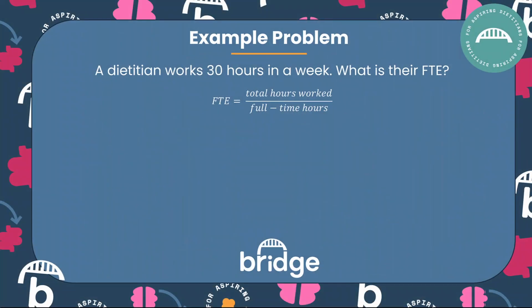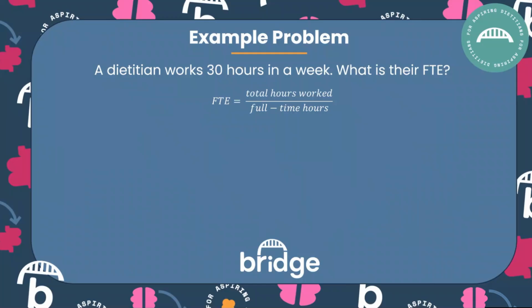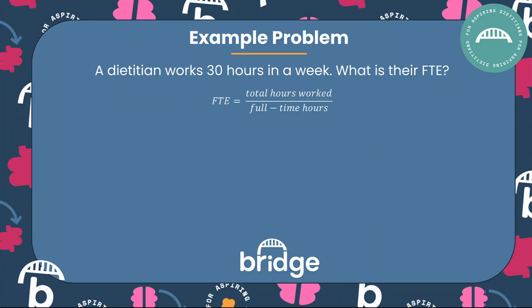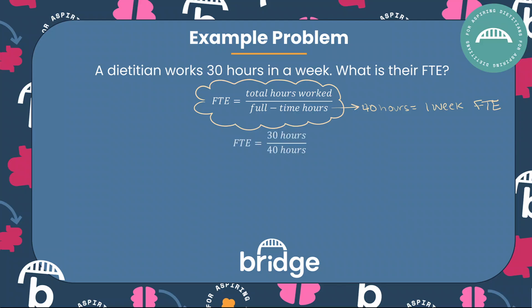Here's a super common question. Let's say a dietitian works 30 hours per week. What percent of an FTE is that, or what is their FTE? Well, we already know how to set this up because FTE is equal to total hours worked divided by full-time hours. And you do need to know how many hours is full-time. That's 8 hours a day or 40 hours a week. Since we're talking about the number of hours in a week, we'll divide it by 40. So the FTE is 30 hours divided by 40 hours, which is 3/4, or 0.75. This worker would be a 0.75 FTE.